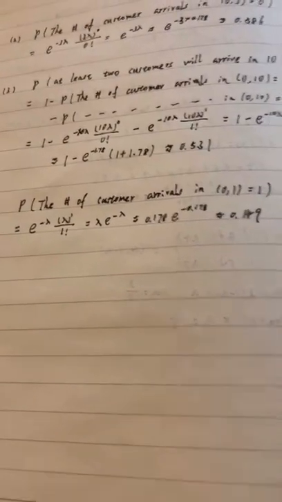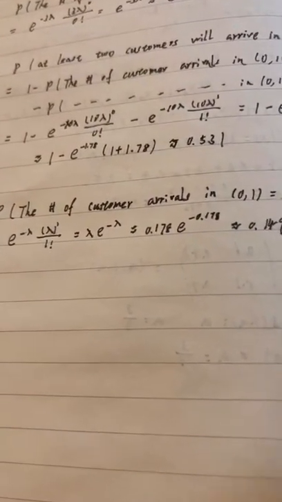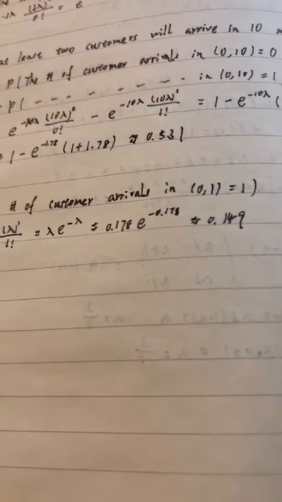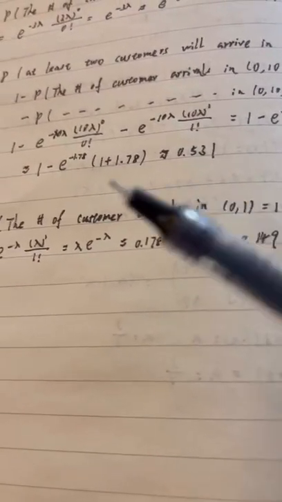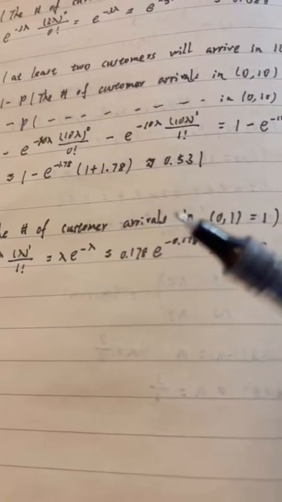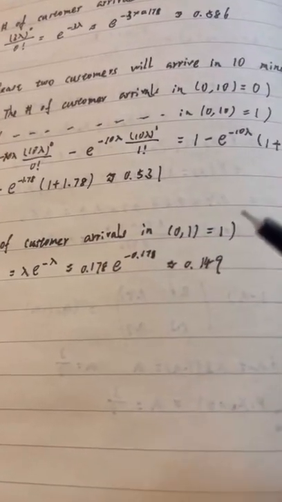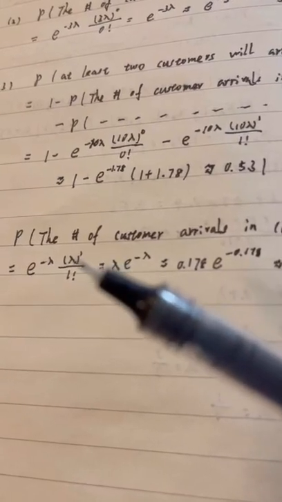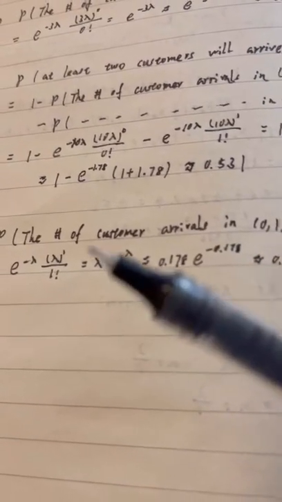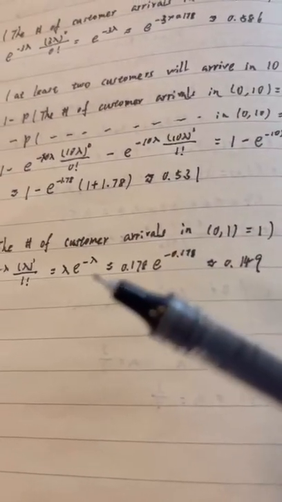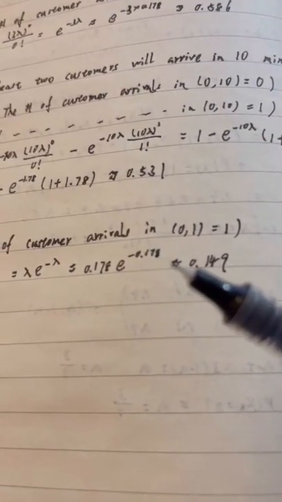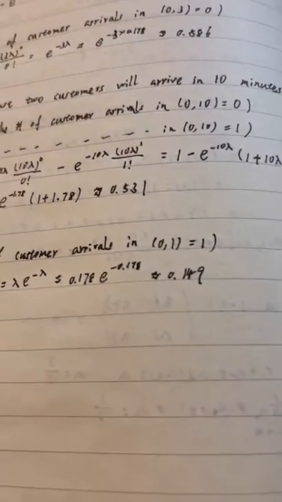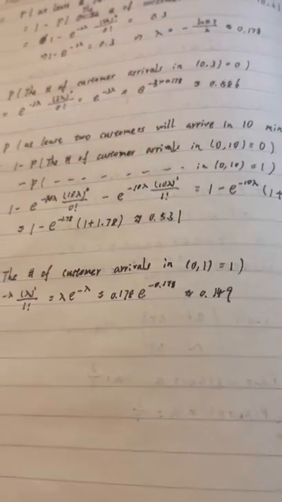And for subproblem number 4, it asks us to find the probability that in 1 minute exactly one customer will arrive. So it is simply the probability that the number of customers arriving in this period of time equals 1. Still, we substitute k and lambda into the Poisson distribution, and we get the final result of approximately 0.149. And that's all for question 5. Thank you.